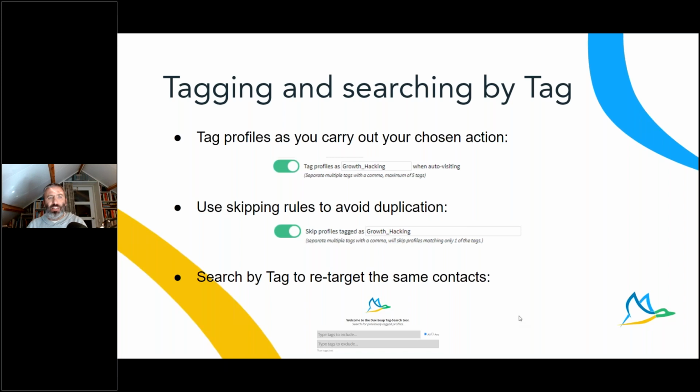There's 2 different interfaces for the search by tag, of course. Now we've got a version which is the Pro version, which you can see here on the screen. There's a slightly different interface if you're using Turbo as well there.